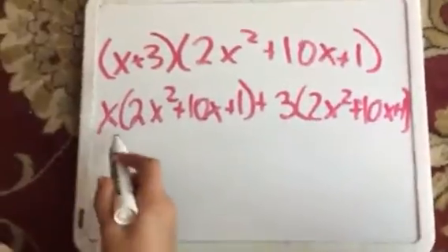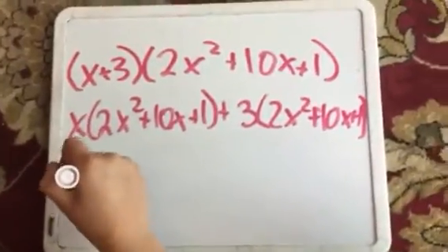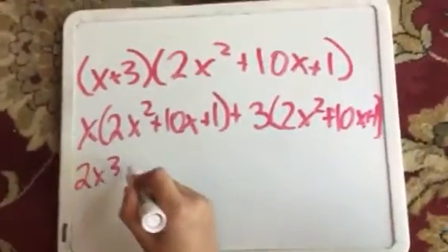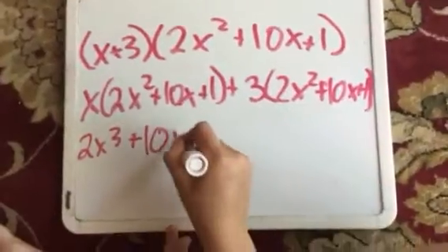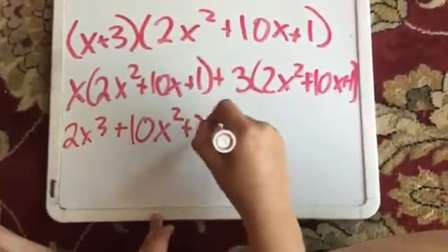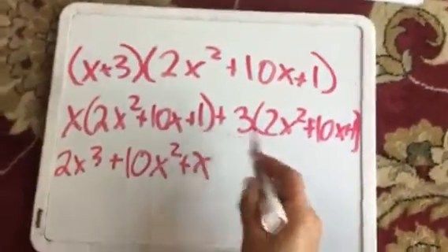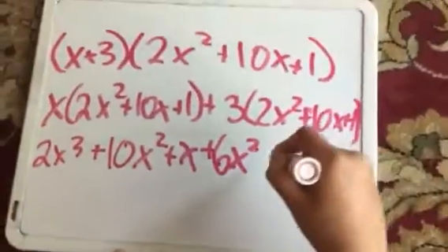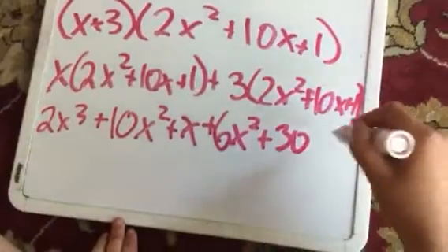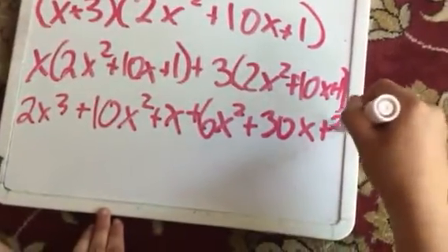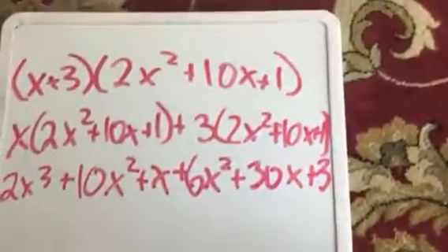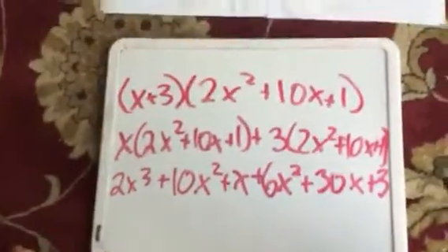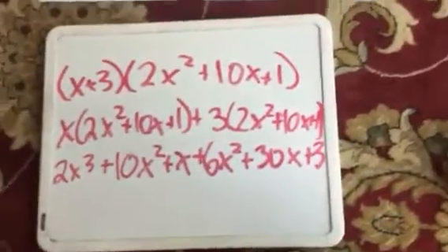So now we can distribute this x and we can get 2x cubed plus 10x squared plus x. And we can distribute this 3 and get plus 6x squared plus 30x plus 3. So now we have a lot of numbers and we have to combine like terms.